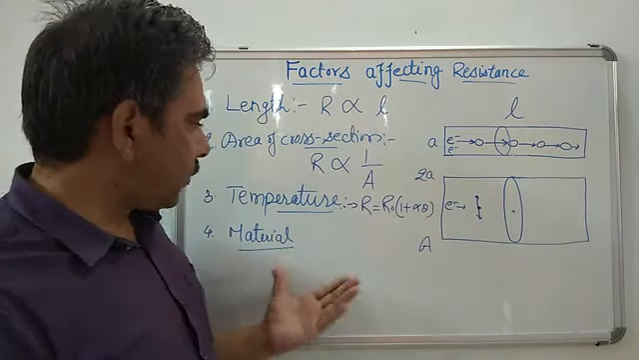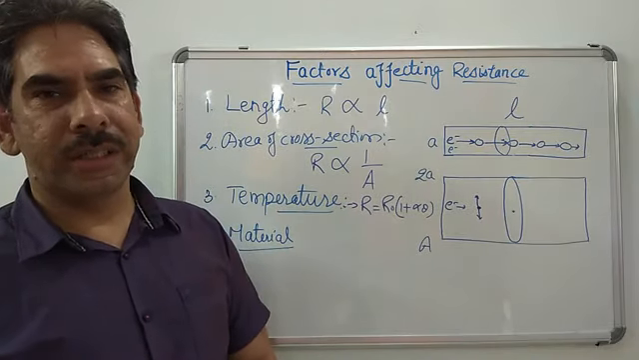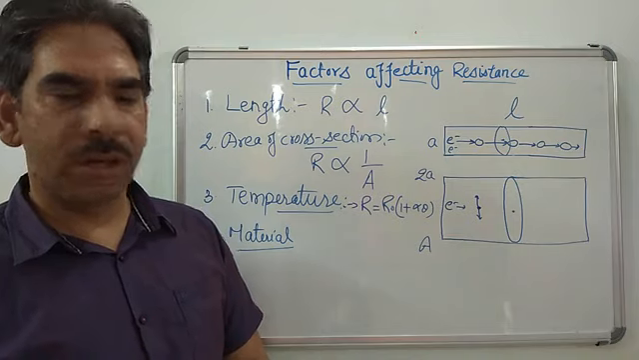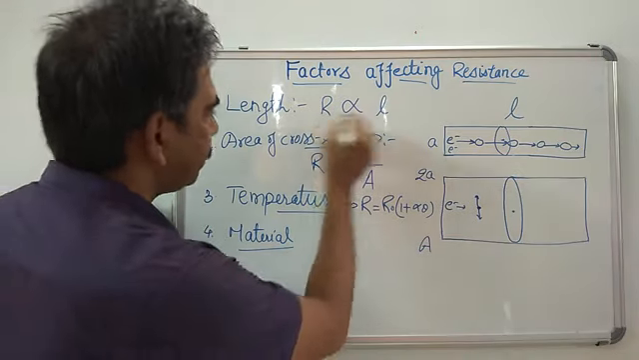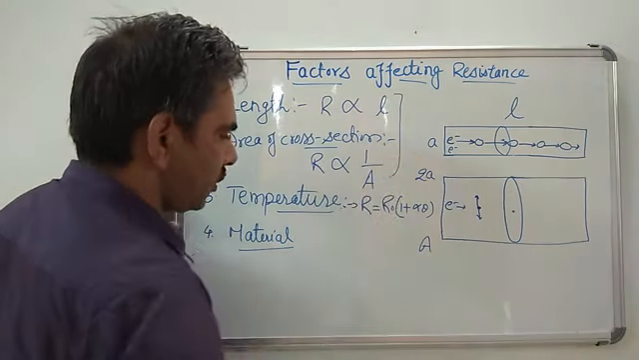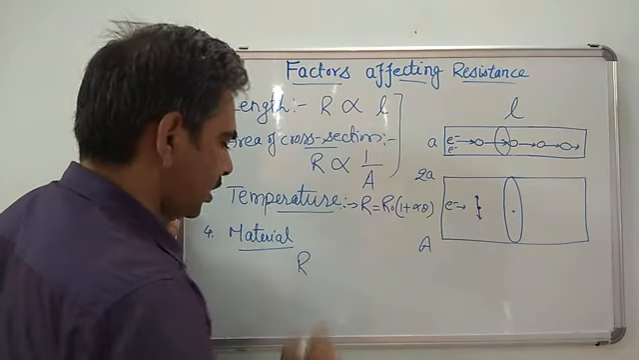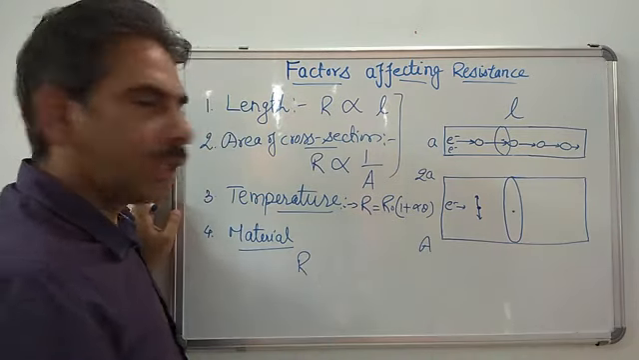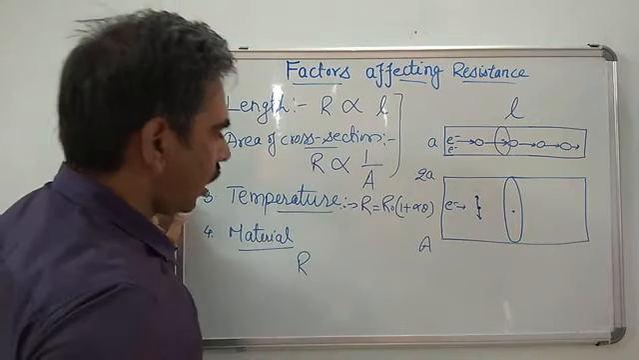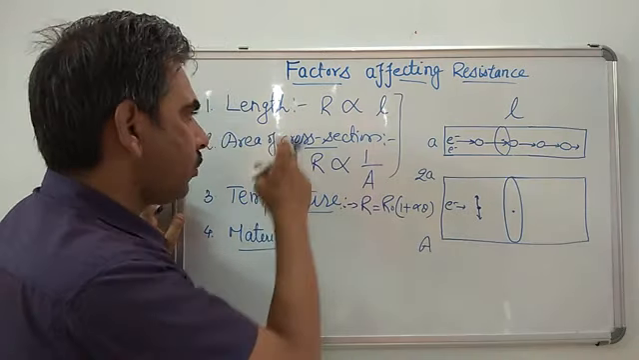Hence all these factors affect the resistance of a conductor. So that is all for now. From these two relationships we can write a formula for the resistance in terms of the dimensions of the conductor. So how does the resistance of a conductor depend upon the dimensions?